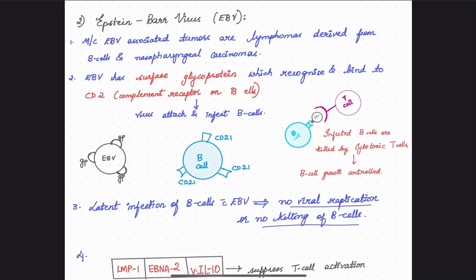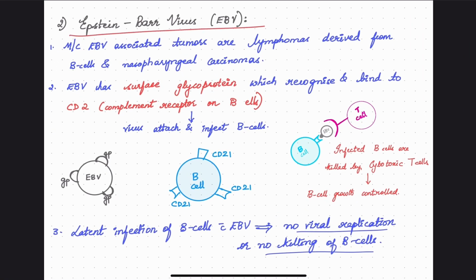Coming to Epstein-Barr virus, the most common Epstein-Barr virus associated tumors are lymphomas derived from B cells, that is B cell lymphoma, and nasopharyngeal carcinomas. They are also known to cause a rare type of sarcomas as well.